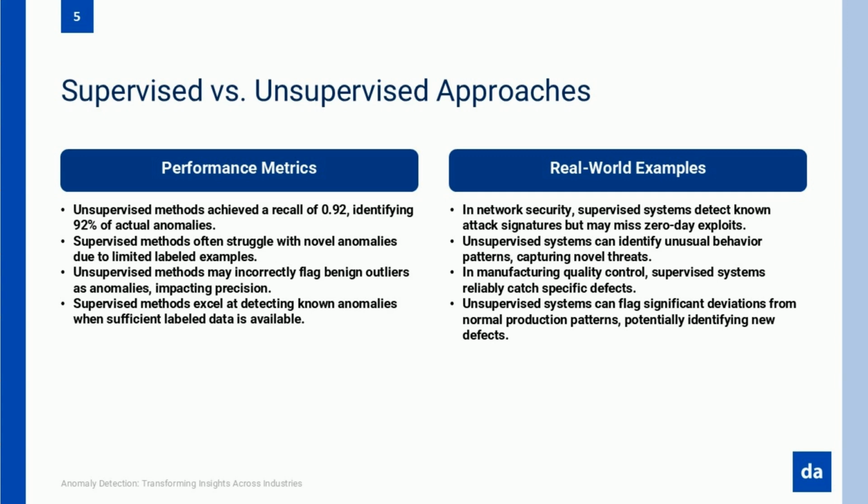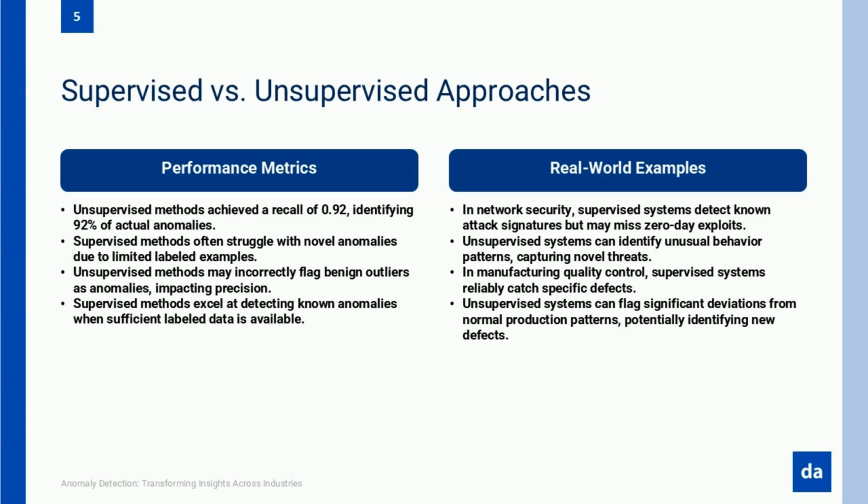Consider a real-world example from network security monitoring. When analyzing network traffic for potential intrusions, a supervised system trained on known attack signatures might achieve near-perfect precision in detecting those specific attacks. But what about zero-day exploits that don't match any known signature? An unsupervised system monitoring for unusual network behavior patterns might catch these novel threats, even if it occasionally flags some benign but unusual traffic patterns as well.